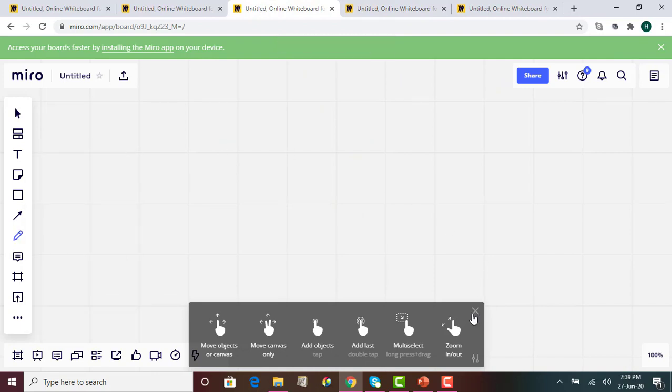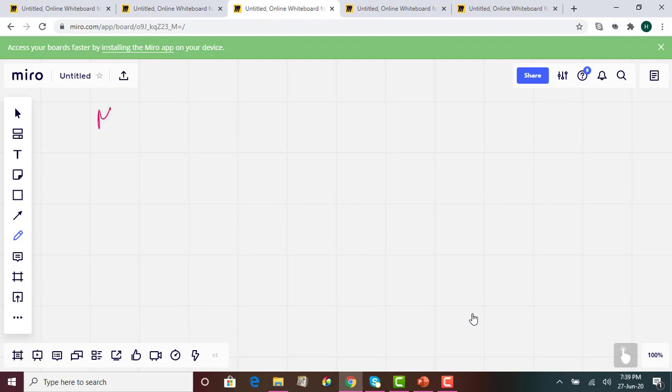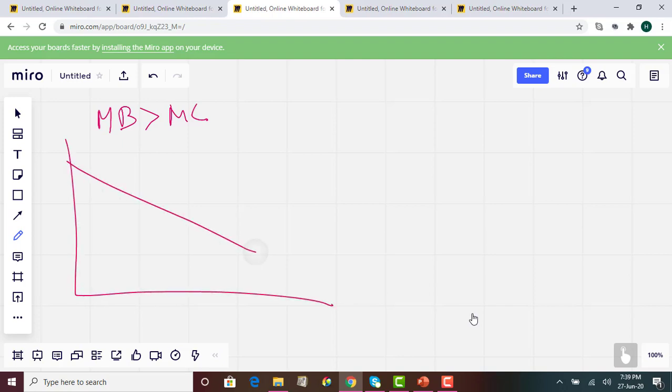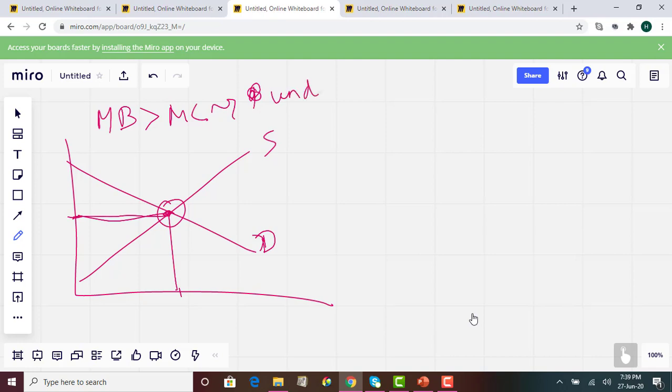Okay, so let's look at a scenario where marginal benefit is greater than marginal cost. Again, we know we have a demand curve, we have a supply curve, and let's say this is the equilibrium. Now we are saying marginal benefit is greater than marginal cost. In this scenario, usually the price is less. We have underproduction, which means output is less.